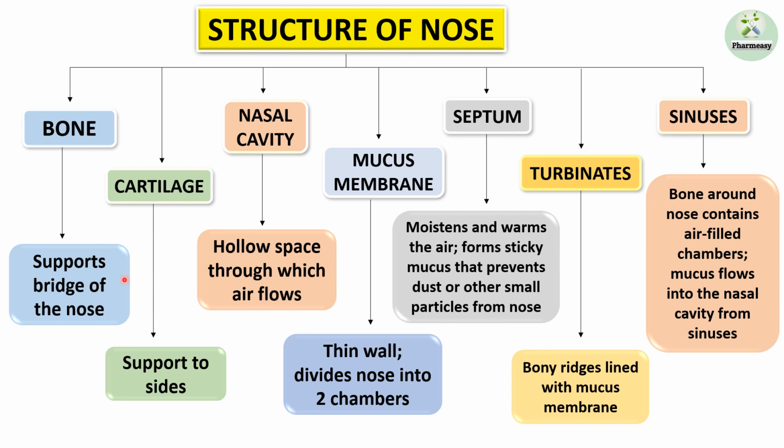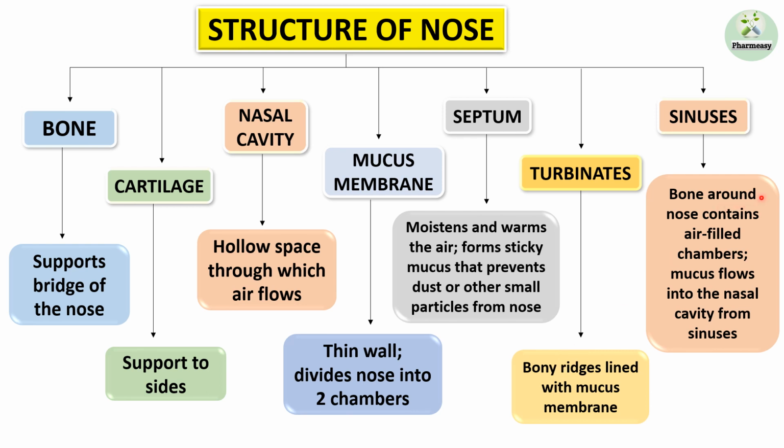Bone supports the bridge of the nose. Cartilage supports the sides of the nose. Nasal cavity is a hollow space through which air flows. Mucous membrane is the thin wall that divides the nose into 2 chambers. Septum moistens and warms the air, and it forms sticky mucus that prevents entry of dust or other small particles into the nose. Turbinates are the bony ridges lined with the mucous membrane.